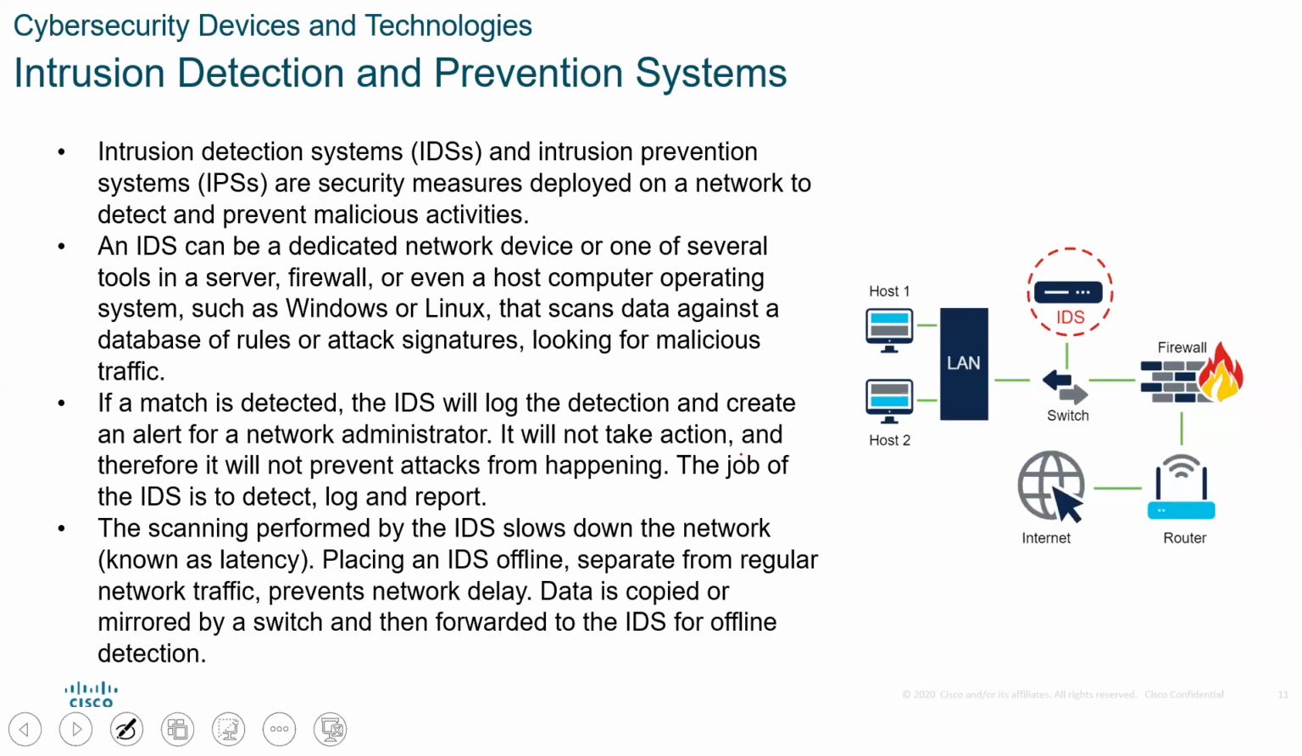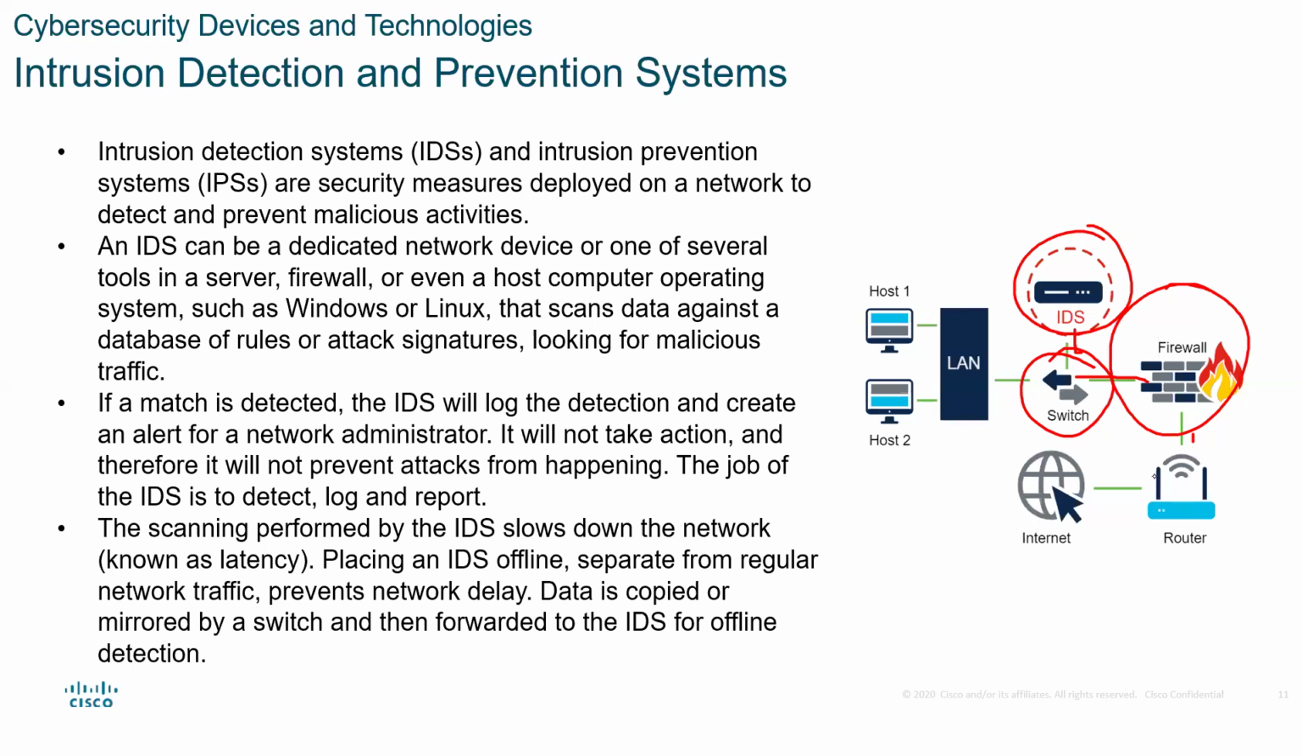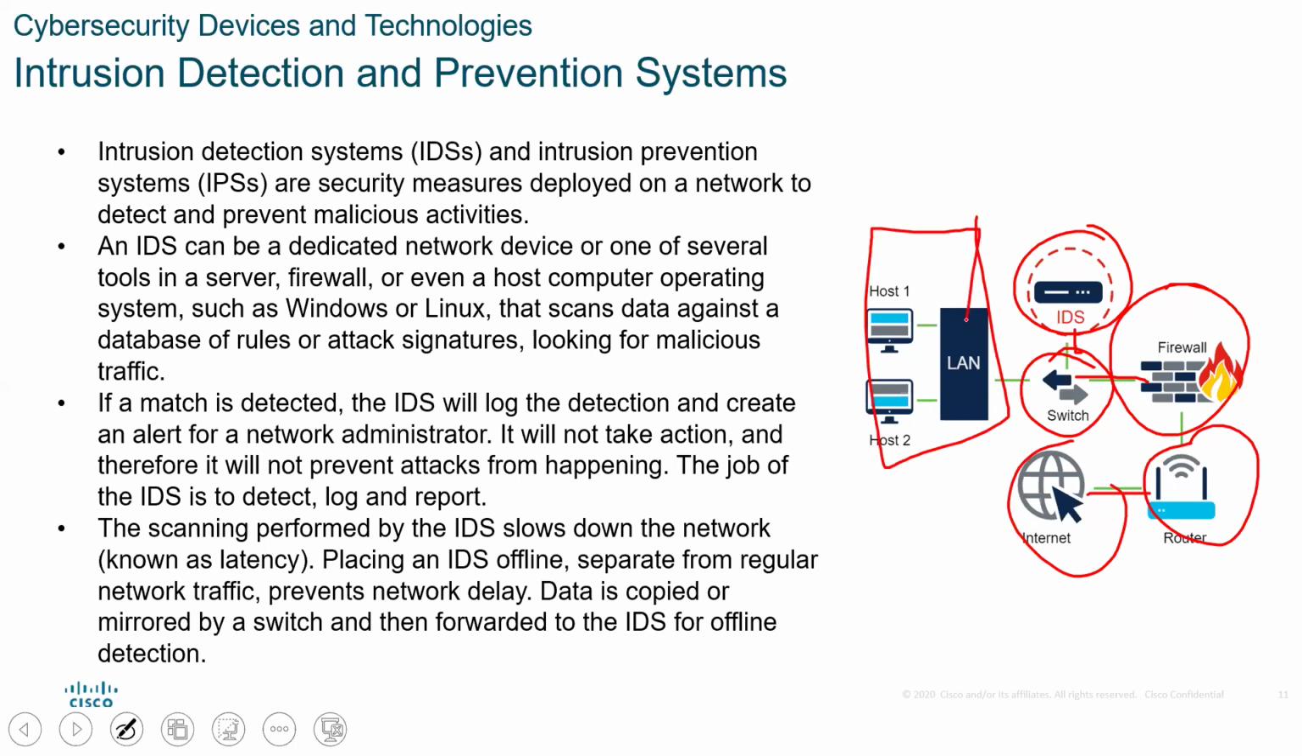Then intrusion detection and prevention system. So this is like our firewall. Firewall is connected to the switch. Then you have your intrusion detection system, and then this firewall is connected to a router, which is connected to the internet. Now this is your local area network here, right? So the firewall protects you against traffic coming in from the internet, and also protects you against traffic that is going out.